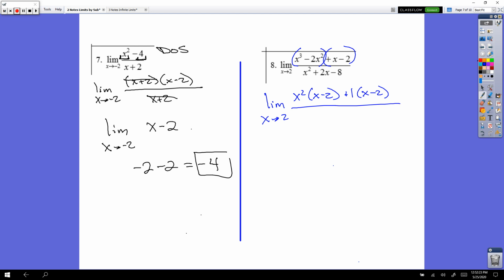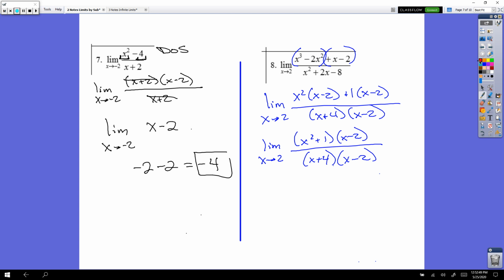Now on bottom, I need factors of negative 8 that add up to 2. That would be negative 4, or positive 4 and negative 2. Now we just need to finish factoring the top. So the limit as x approaches 2, x squared plus 1, x minus 2, all over x plus 4, x minus 2. X minus 2's will cancel. And I have the limit as x approaches 2 of x squared plus 1 on top, x plus 4 on the bottom. And now it's safe to substitute.